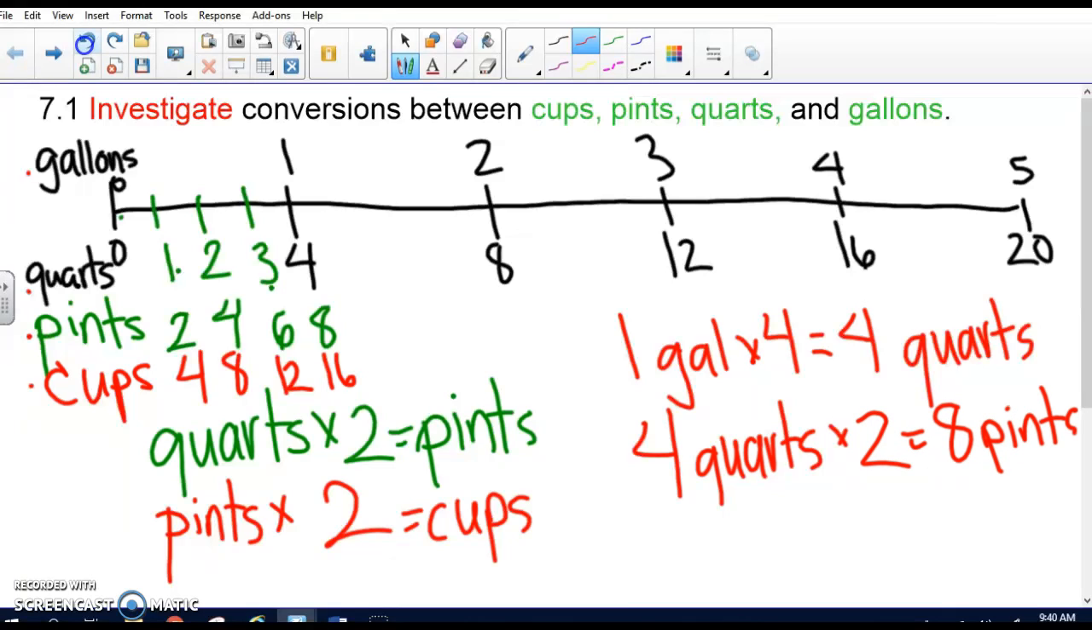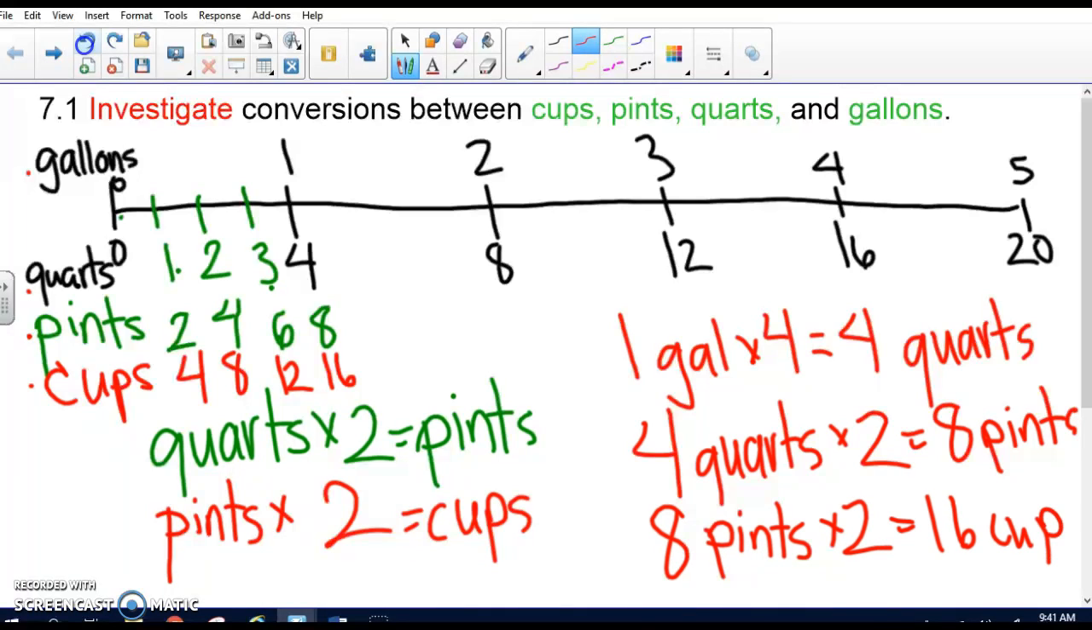And can we see we have that conversion right here? 1 gallon equals 8 pints. And then how many times did I have to multiply pints by to get to cups? Right, so I could take that 8 pints times 2 to get to 16 cups. And you can see 1 times 4 is 4. 4 times 2 is 8. 8 times 2 is 16. That's how we get that equal conversion.